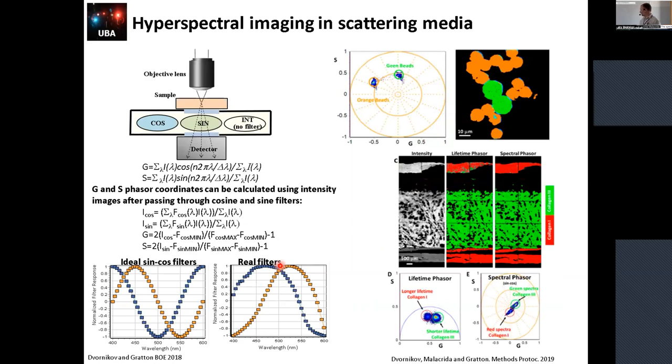To finalize my talk, I want to highlight this hyperspectral imaging in scattering media and without using a hyperspectral detector.